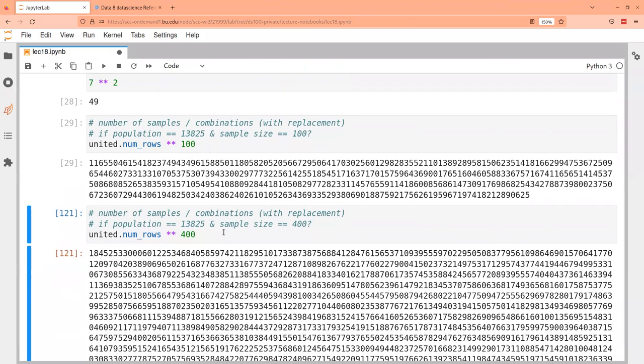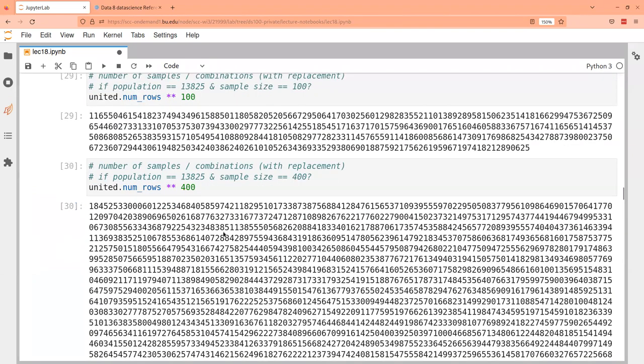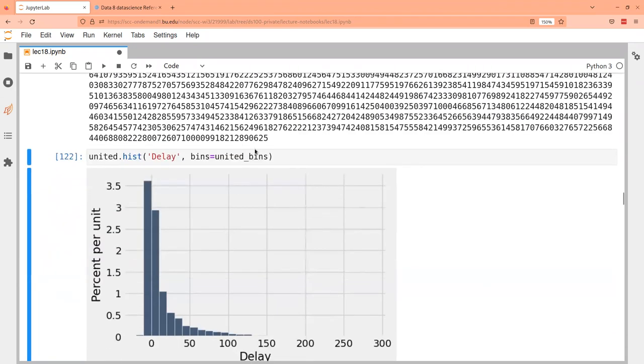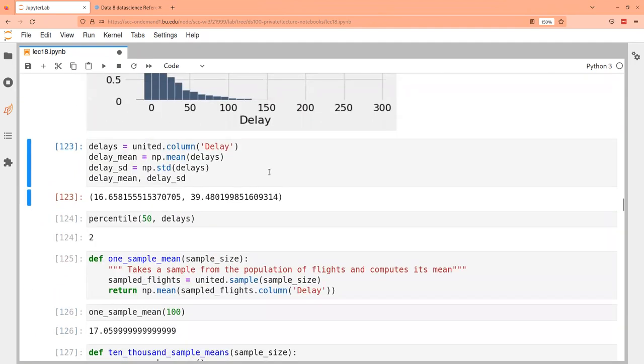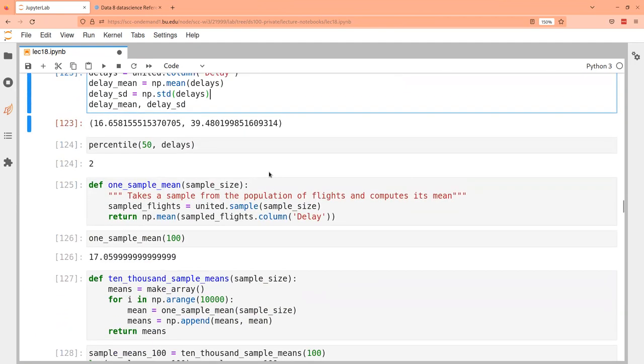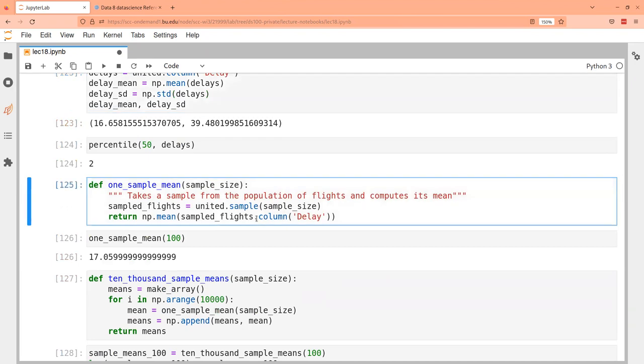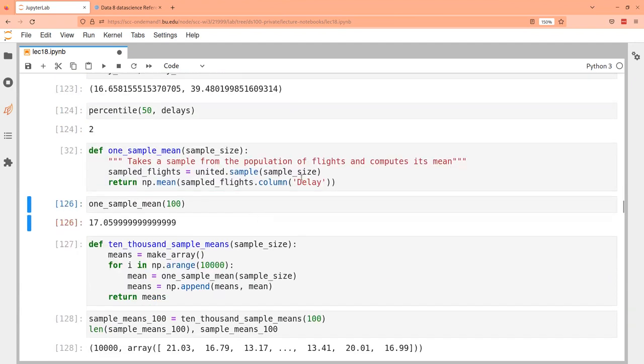What we're going to do is say our sample size is 100 and our population is 13,825. And then we're going to take another one and say, okay, how big is this if we have 400 for our sample size? Those are some really big numbers. Okay. So we have a histogram that we saw before. Let's skip that. And we'll talk about our sample mean. So this is when we're starting to do our sampling. And remember, no parameters means we're going to do it with replacement. And so one of our sample means is going to be 17.98.